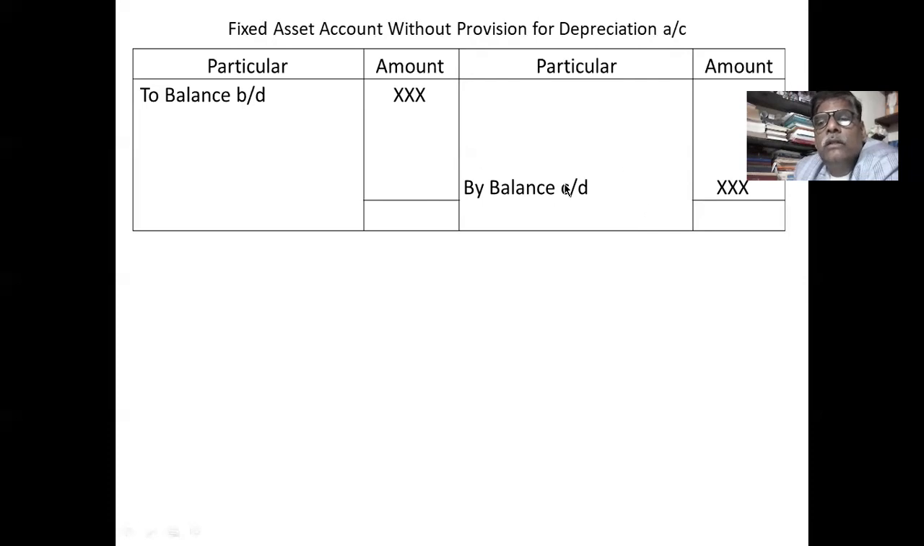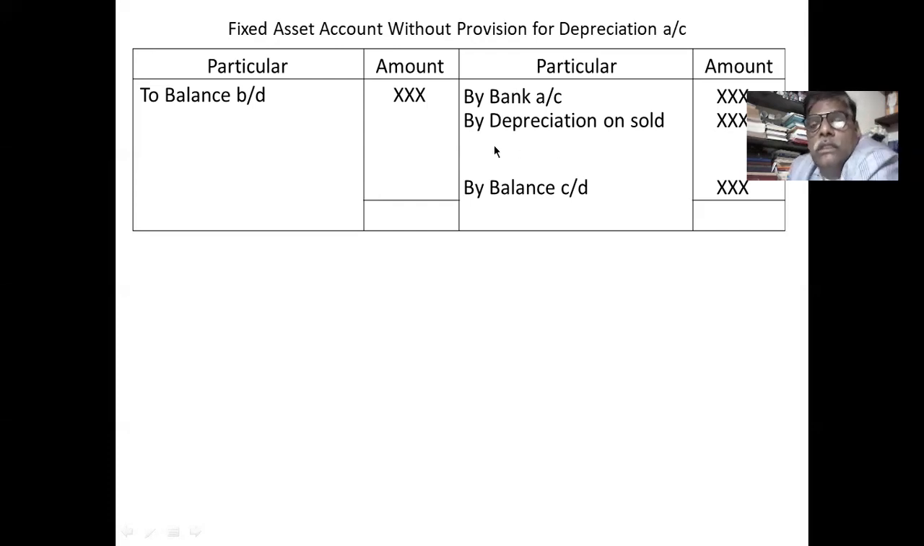After writing these two, you go to the adjustment, if the sale is given in the problem. For example, sale of machinery. If sale of machinery is there, write that by bank. You take the sale amount. And secondly, you take the depreciation on that sold asset. After taking the depreciation on the sold asset, you calculate the profit or loss on the sale.